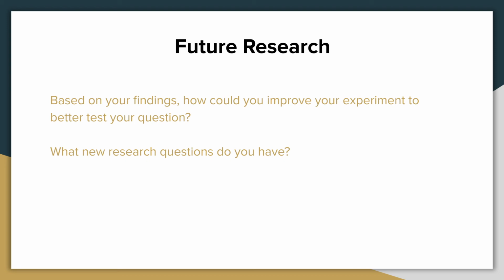The last slide in your research presentation is about future research. This basically asks you the question of how could you improve your experiment to better test your question, as well as now that you've done your experiment, what new questions do you have? This reflection is a really important part of the scientific process. It's important to be honest about where you could improve or other ways you could find an answer to your research question.